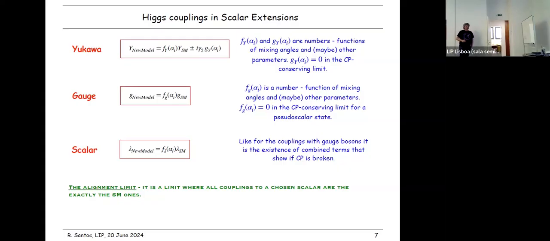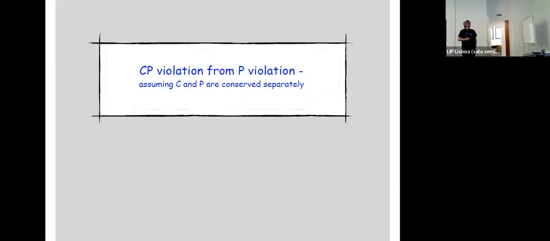Once in a while, I will talk about the alignment limit. The alignment limit is a limit where all couplings to a chosen scalar are exactly the standard model ones. So in all models, there is a limit where the couplings, at least of one of the Higgs, are exactly the standard model ones. If the model does not have an alignment limit, then it would be very hard, because the data we have so far shows that we are very, very close to an aligned scalar, right? Because every coupling that we've measured so far seems to be very close to the standard model.